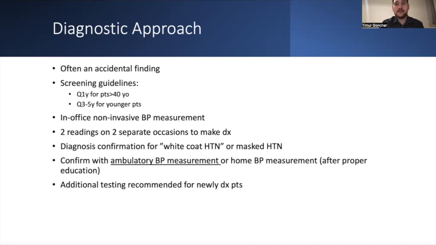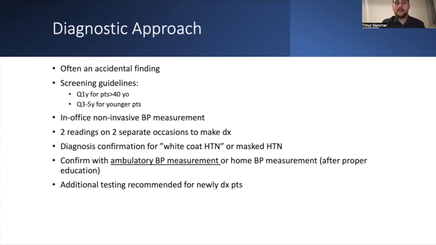But there are also actually some screening guidelines, because as you've seen, it is very important to properly treat hypertension to avoid all the complications I've already mentioned on the last slide. And the screening guidelines for the US say that you have to screen all the patients older than 40 years old at least once a year, and for younger patients, you have to assess their blood pressure and other cardiovascular risk factors at least once every 3 to 5 years, especially hypertension, as I've already said.